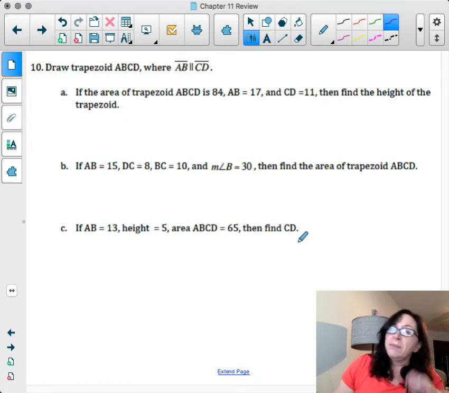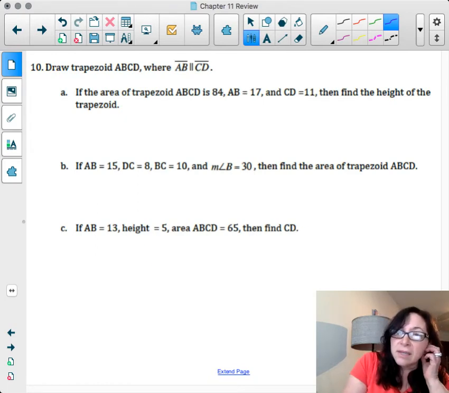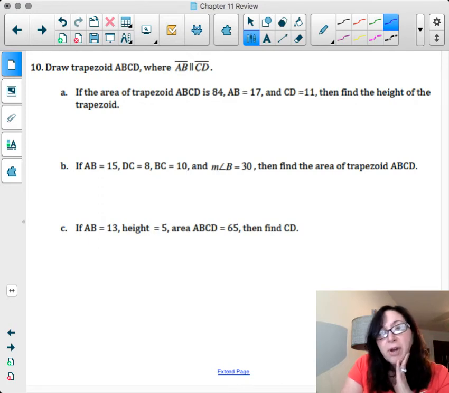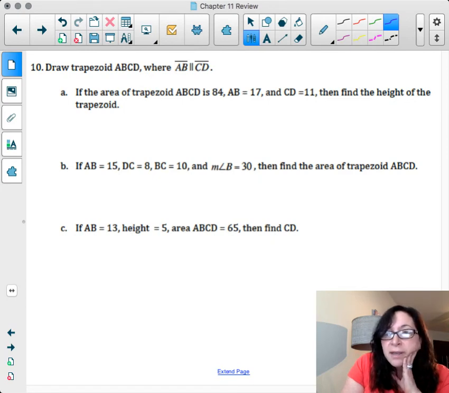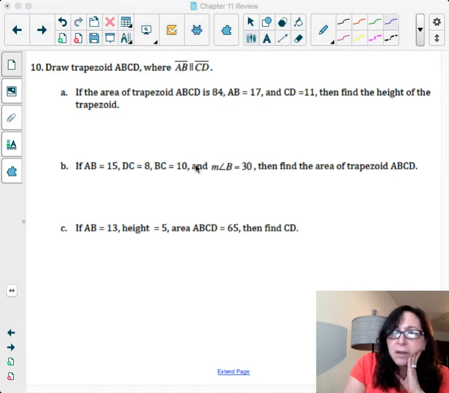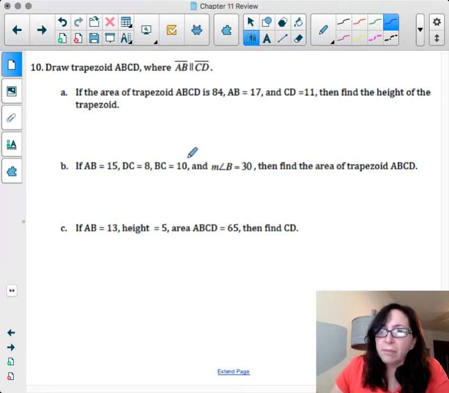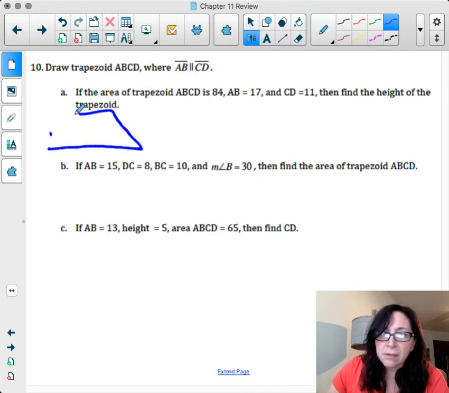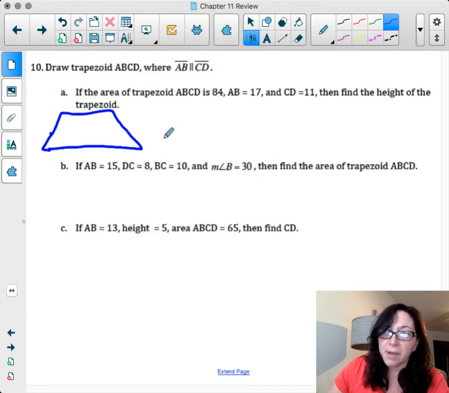Draw a trapezoid A, B, C, D, let's see here. The area of a trapezoid, this is number 10. So the area of the trapezoid is 84. You know, AB is 17. So for this problem right here, you've got to be careful how you draw that, because I think this is sort of a trick question. What we know is that this looks like this. Okay, but A is not up on top. Normally we just say A, B, C, D like that, but I believe A is here, B, and then C and D.